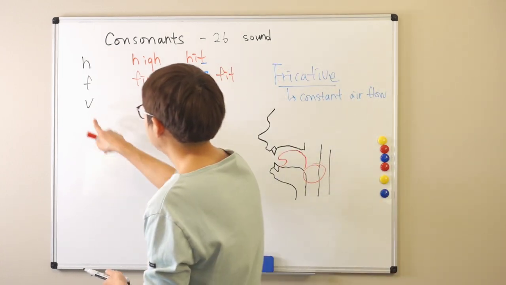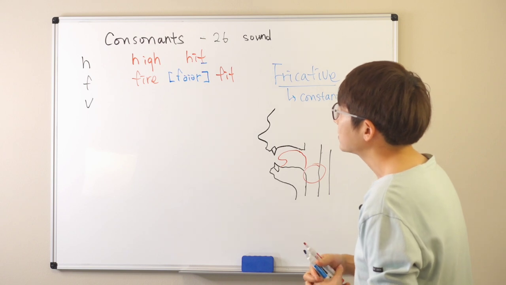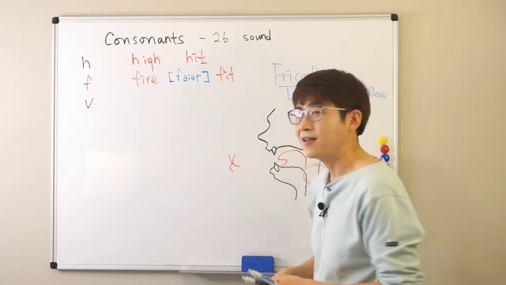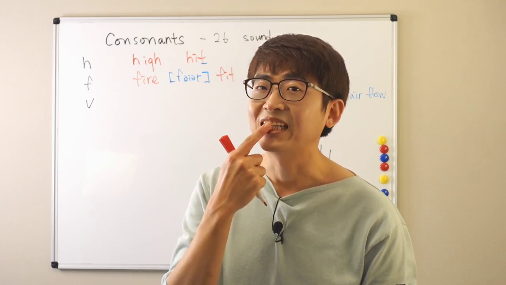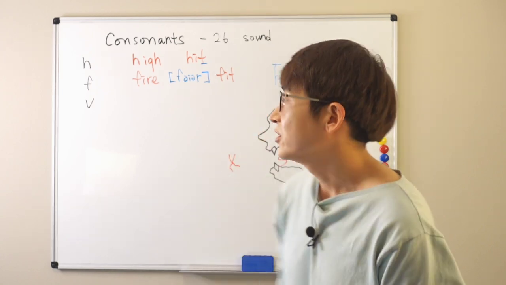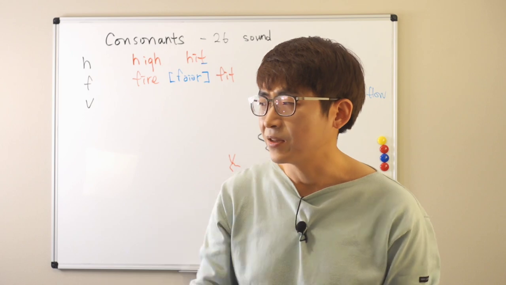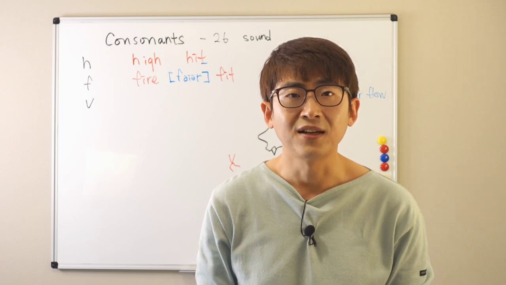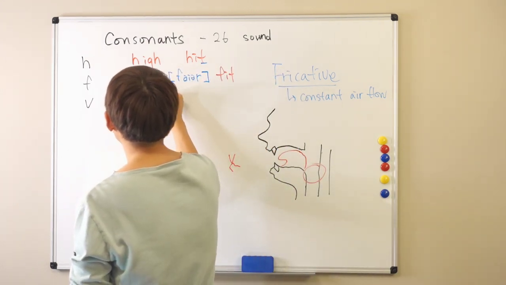All right. V uses the same mechanism. The only difference is that your teeth have to touch the bottom lip. So like this one. As you can see, my front teeth are touching my bottom lip. And then you try to make the sound of V. Think of it as you're trying to make a vibration in your lip. And that's exactly how it should sound. Let me give you an example of that.